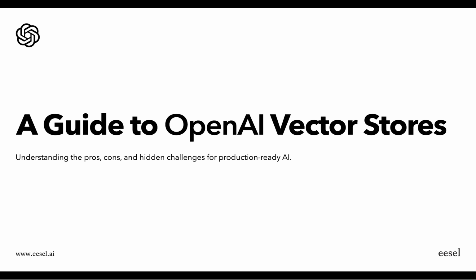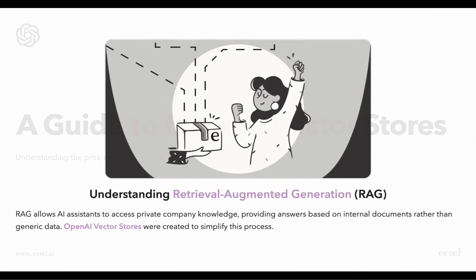All right, let's dive into OpenAI Vector Stores. We'll cover what they are, the pros and cons, and some of the hidden challenges you might face when building a production-ready AI. So, you've probably heard about RAG, or Retrieval Augmented Generation.